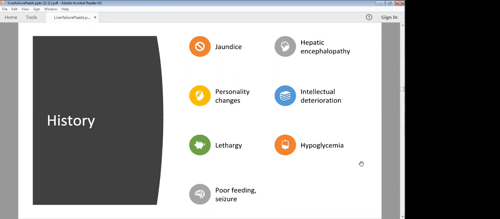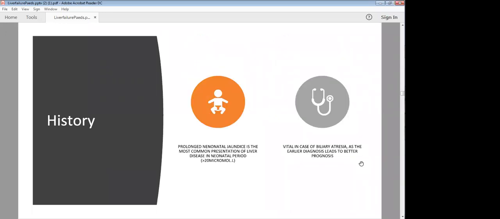Don't worry. Next, lethargy, because a patient in acute liver failure may refuse feeding. And acute liver failure can cause hypoglycemia.